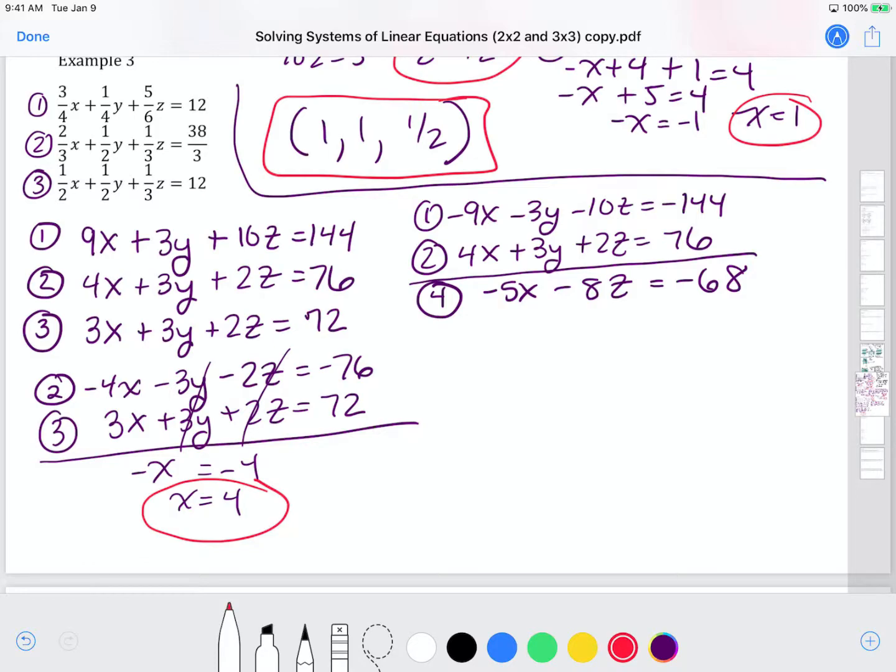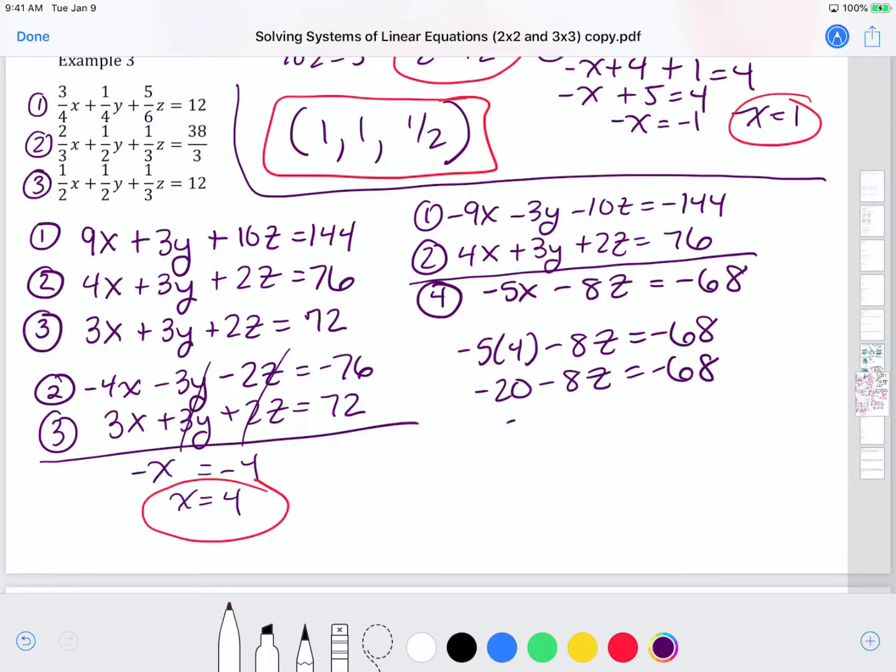So I'm going to plug x equals 4 into equation 4. I don't want to plug it into one of my originals because I would have 2 unknowns and I wouldn't be able to solve anything yet. I want to back substitute where I only have 1 unknown. So I'm going to take that 4 and plug it into equation 4. So I have negative 5 times 4 minus 8z is equal to negative 68. That gives me a negative 20 minus 8z is equal to negative 68.